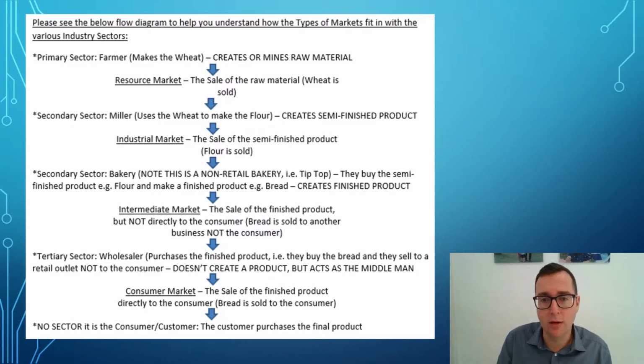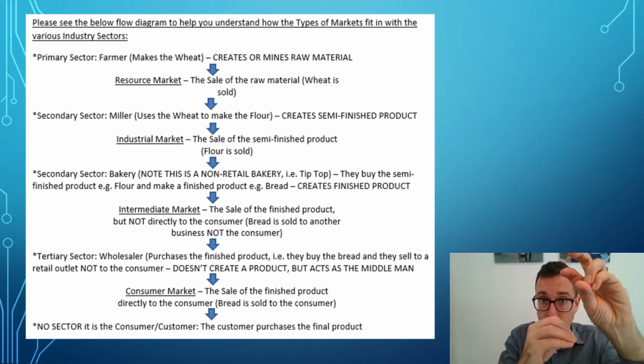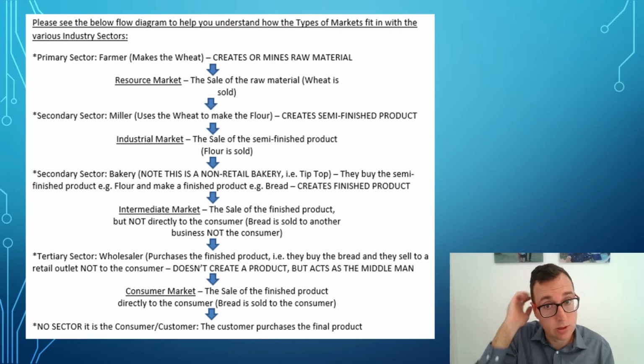The example we're going to give here is wheat, but the farmer is the primary sector. They make the wheat. They create or mine the raw material if they're a mining company. That's not the resource market. You have the wheat. Now, the secondary sector could be a miller. What's a miller? They use the wheat to make flour. So where we are selling the wheat, that raw material between the primary sector and the secondary sector, in this instance a miller, that is the resource market. So when the primary sector sells to the secondary sector, in between is the resource market.